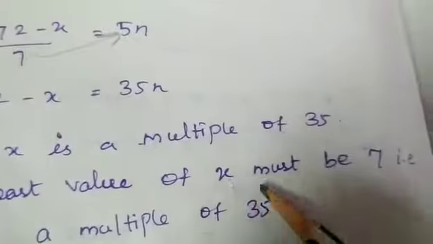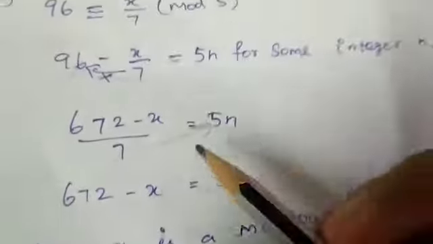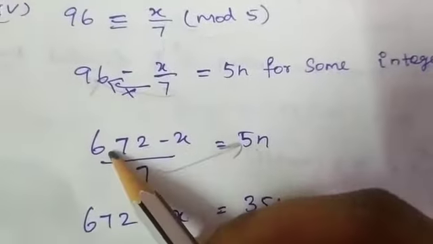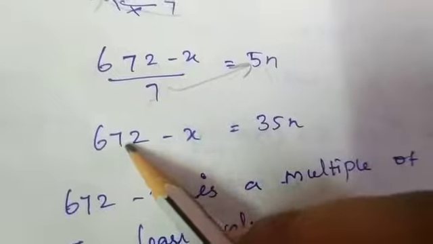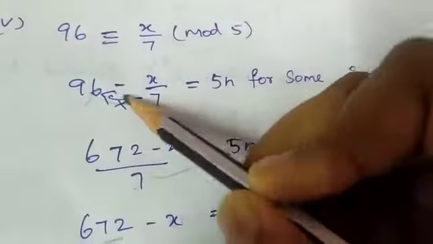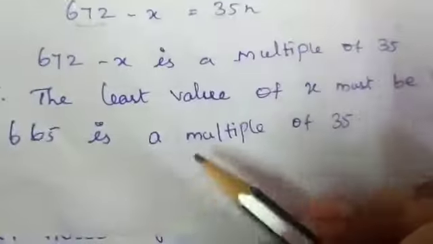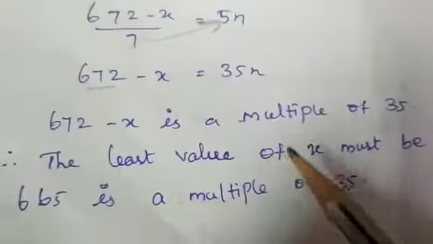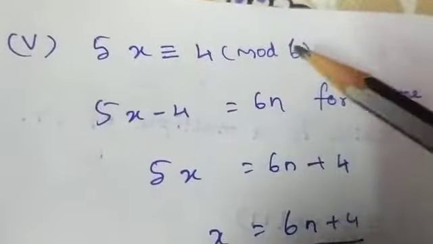Therefore the least value of x must be 7. That is, 665 is a multiple of 35. We should see the common factor for 672 and 35. So 7 is the only common factor, because I multiplied by 7 here also and 7 is here also. So I am taking the x value as 7. Our fifth question is 5x congruent to 4 mod 6.